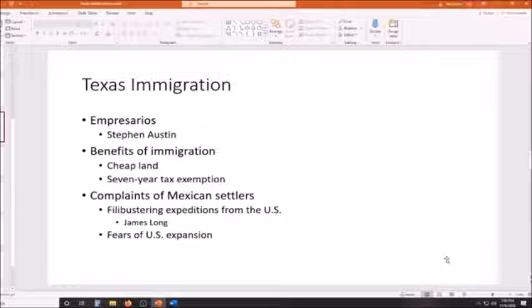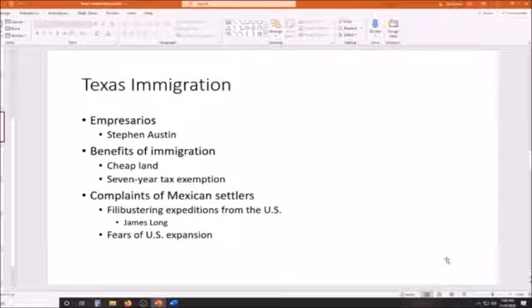And so what were the benefits of immigration, right? Why would Anglo-Americans want to move to Spanish Texas or Mexican Texas instead of staying in the United States? Well, for one, the land was much cheaper. Okay, this was another incentive for these Anglo-American immigrants. So basically, you'd pay about 10 cents for 1 acre of land. Oh my goodness, that's very cheap, right? Very affordable, even at that time, right?